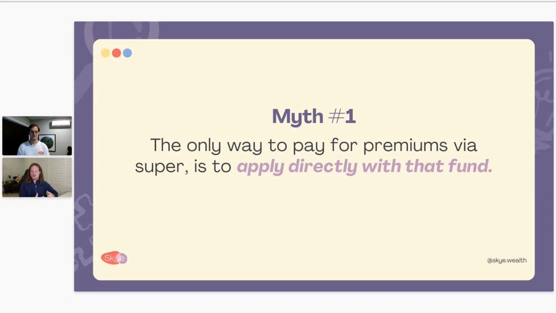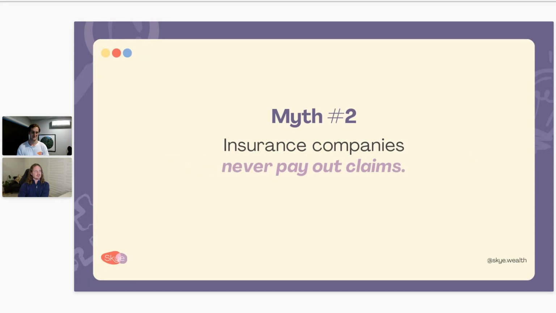So I don't need to apply for it directly with Australian Super. I think that's a big misconception. I'll also throw in another one: that it's always cheaper through the super fund. That is certainly not true, and 95% of the time it's not true at all. Myth number 2: insurance companies never pay out claims.